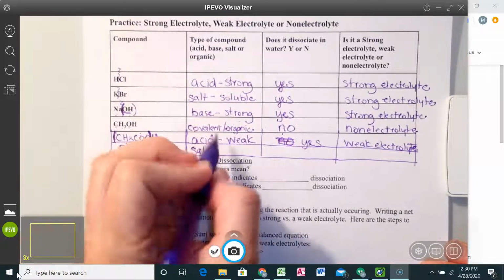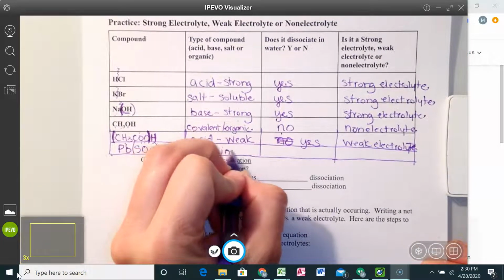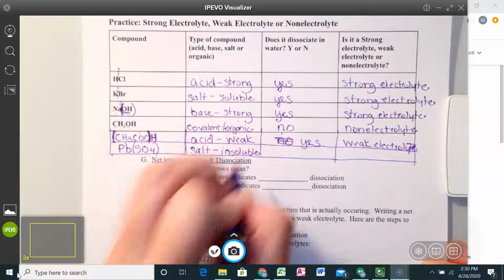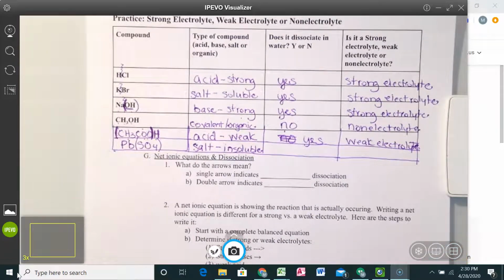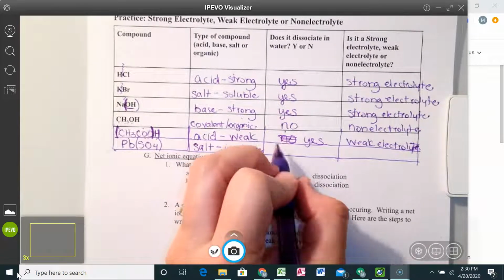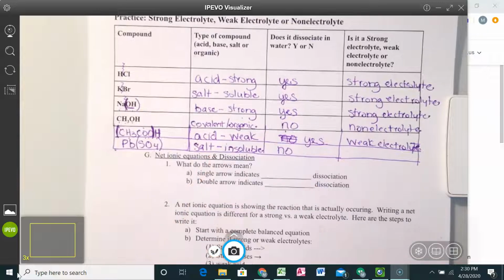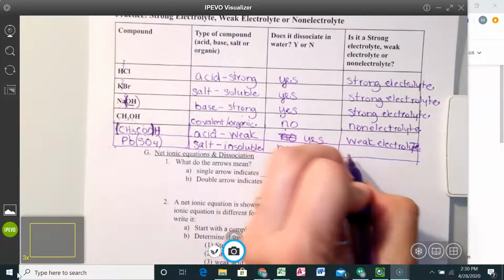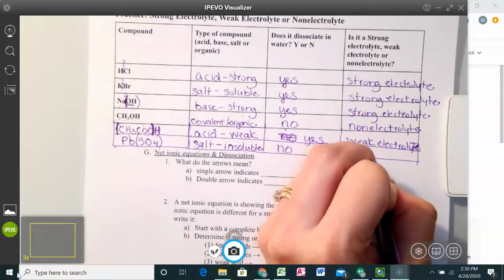So therefore, we go back to this, and we want to write insoluble. Now, if it's insoluble, who cares if it's in water or not? This would be our precipitants that form, that fall out of solution. So they're not going to have a chance to dissociate. So does it dissociate in water? The answer is no. Therefore, because it doesn't dissociate, it's a non-electrolyte.